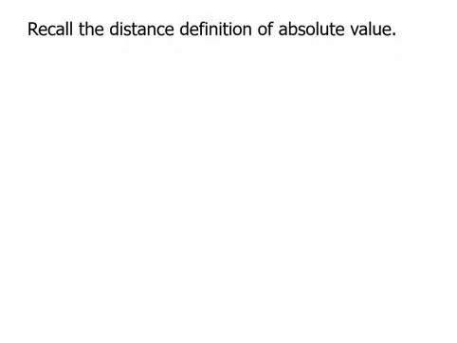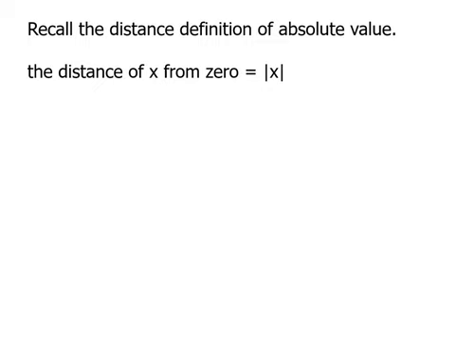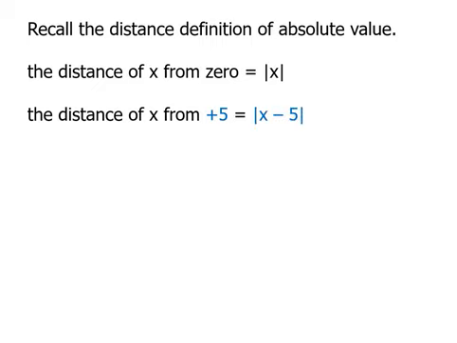So recall the distance definition of absolute value. The distance of x from 0 is the absolute value of x. We take the absolute value of any number on the number line, we get its distance from 0, distance from the origin. If we want the distance from positive 5, well, then we have to subtract. Subtraction is the basic way that we find distance. We subtract and take the absolute value. So absolute value of x minus 5.